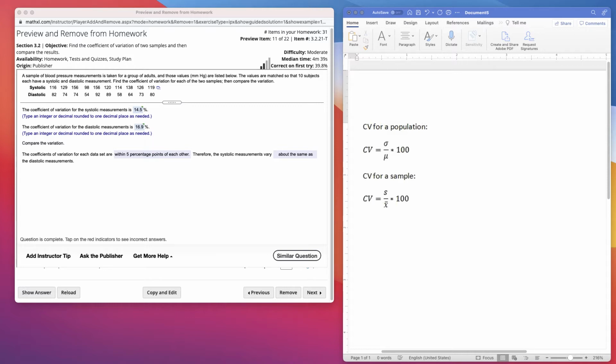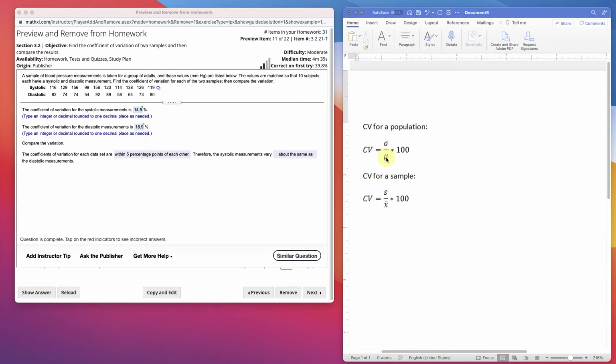Also, use the coefficient of variation to compare variation from two samples or populations with different scales or units of values, such as a comparison of variation of heights of men and weights of men. Okay? So here on the right, we have the formula. If you were going to do it by hand, this is the population standard deviation over the population mean.